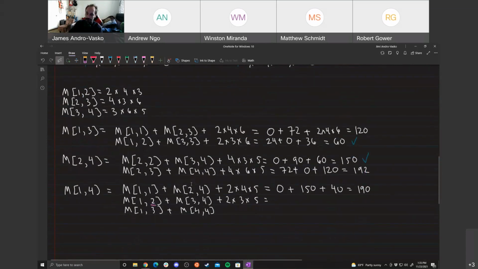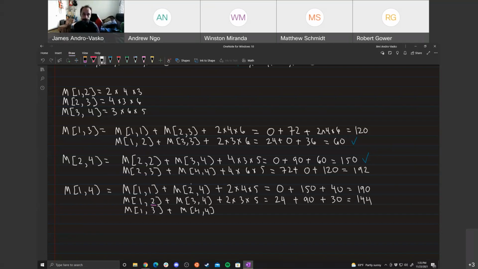So the answer here is going to be 24 plus 90 plus 2 times 3 times 5. So we have 30, I believe, because 6 times 5 is 30, okay? And then we're going to have 144, I believe, is the result of this, because 90 plus 30 is 120. 120 plus 24 is 144.